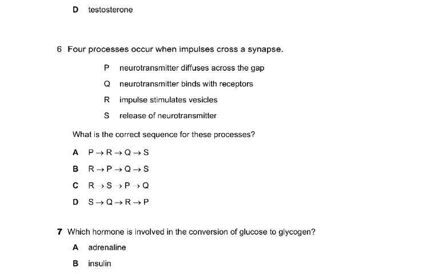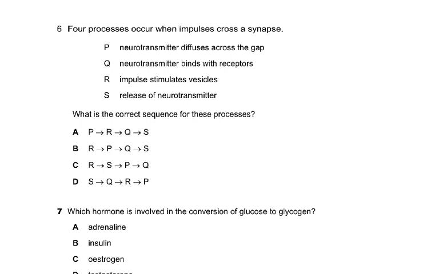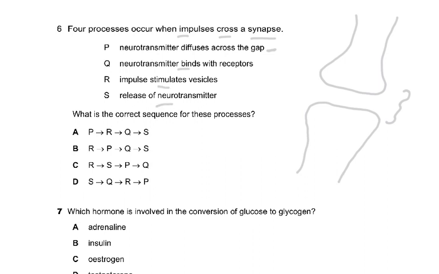Question number 6. Four processes occur when an impulse crosses a synapse. Neurotransmitter diffuses across the gap. Neurotransmitter binds with receptor. Impulse stimulates vesicles. Release of neurotransmitter. Remember we said there's a presynaptic neuron and there's a postsynaptic neuron. This is the synaptic gap. So let's read all of them. What is going to happen first, second, third? You've got to put them in the right order.